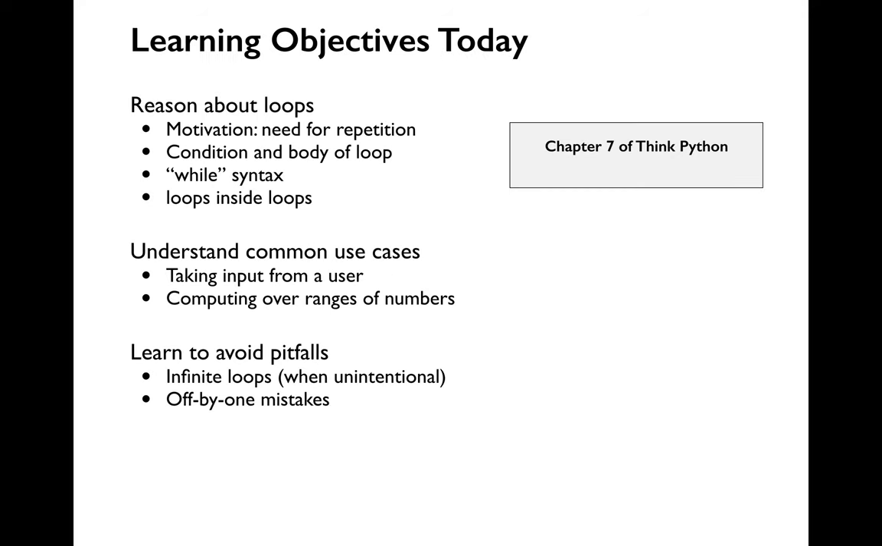Okay, so today we're going to be learning about something called the loop, and in particular, a kind of loop called the while loop. To start learning about this, you should be reading chapter 7 of Think Python. The loop is going to let us repeat certain steps in our code multiple times, and we'll learn how to do that. We're also going to learn some common pitfalls. We're going to learn about something called the infinite loop that keeps running forever, and how to avoid those.